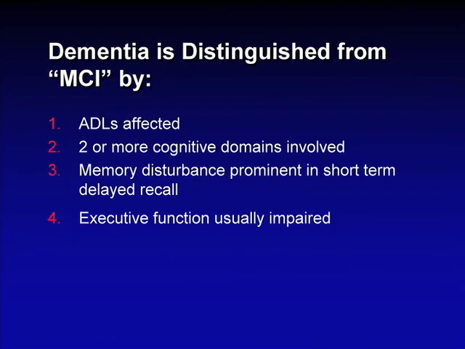You have heard of the term mild cognitive impairment. It is a controversial term. It is a construct, as Dr. Shelton was mentioning yesterday, that is being used now. But it is distinguished from dementia, where the activities of daily living are clearly affected, and 2 or more cognitive domains are involved. Memory disturbance is prominent, but it's specifically related to short-term delayed recall, and executive functioning or planning may also be impaired. So in mild cognitive impairment, you might not have all these aspects.